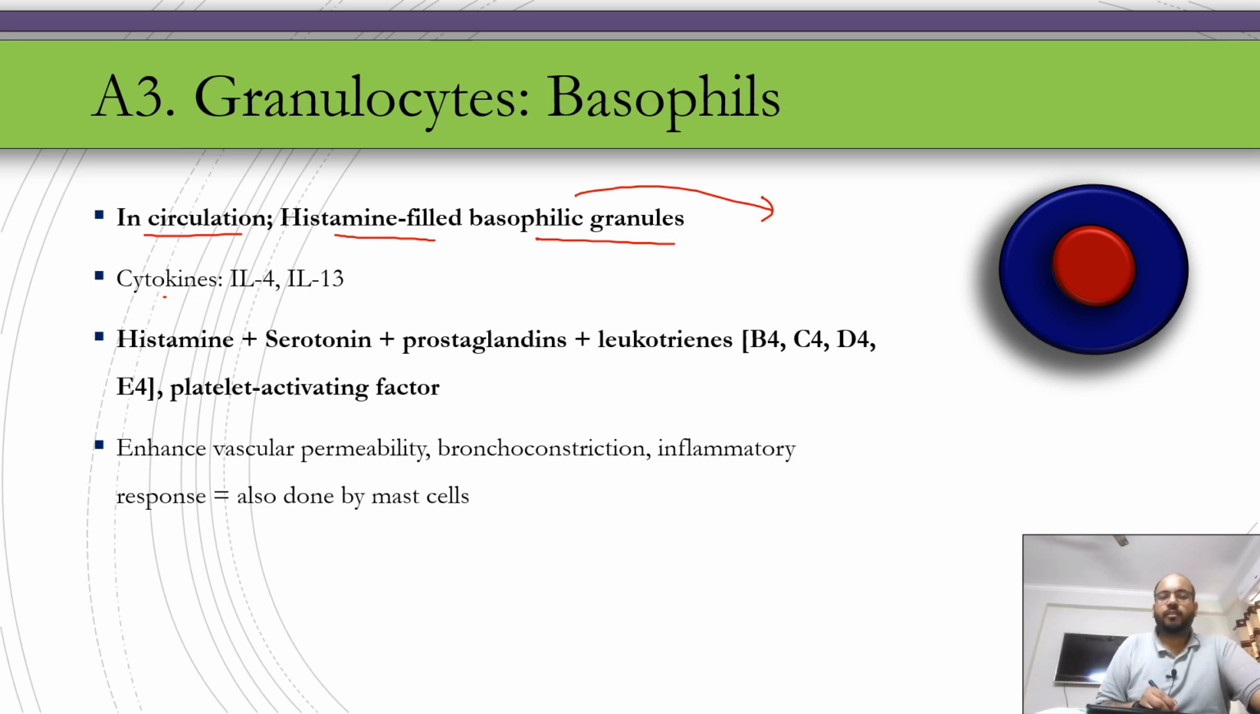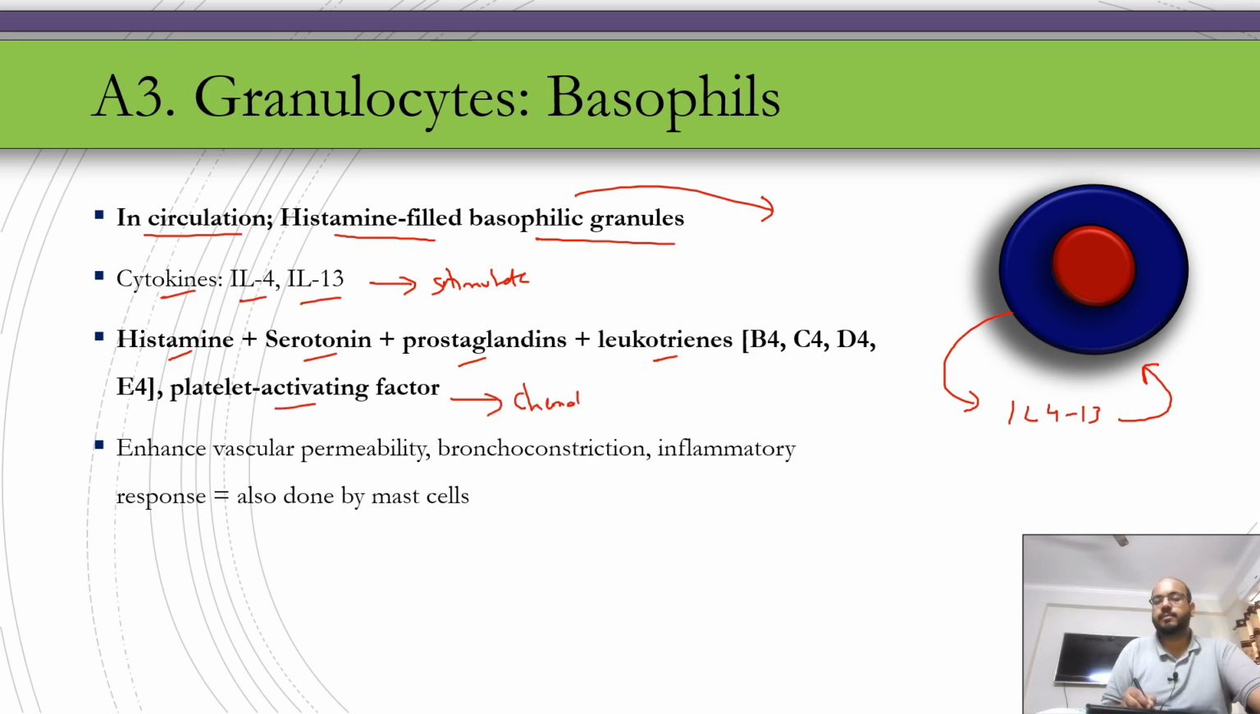Now they are responsible for production of interleukin 4 and 13, and in fact 4 and 13 can itself stimulate basophils. So basophils can secrete interleukin 4 and 13 and they can further stimulate them. Again, an example of positive feedback. Now, the granules in basophils have histamine, serotonin, prostaglandins, leukotrienes, platelet activating factor, and these are all chemotactic agents. That means they are responsible for calling the immune cells to the site of injury, increasing the second process. Remember, any immune process will do three things: positive feedback, negative feedback, increasing second process. That is what is happening.